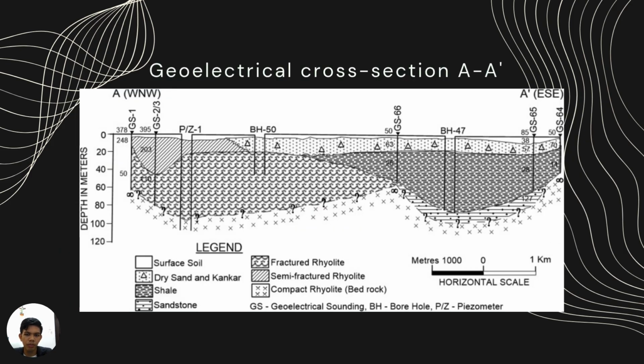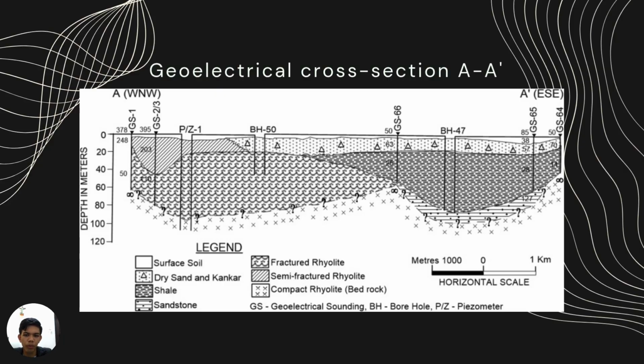Let's proceed to the geoelectrical cross-section area. First, we have geoelectrical cross-section A to A. A geoelectrical cross-section about 8 kilometers long was created using data from soundings and boreholes running roughly west-northwest to east-southeast. It shows mostly 4 underground layers except one area with 5 layers.